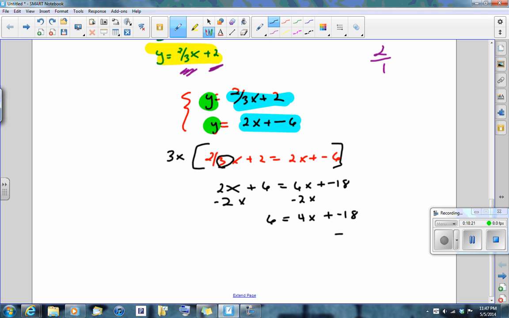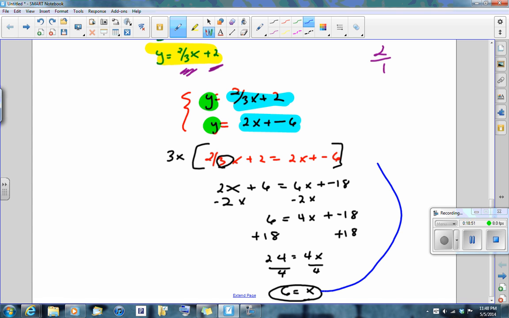All right. What we'll do is we'll add 18 over here and add 18 over here. That gives us 24 equals 4x. We'll divide by 4 on both sides. So we get 6 equals x. All right. So now we've got our x term, and we can put that into either one of the original equations. Let's avoid that fraction if we can. Let's put it up into this equation here.